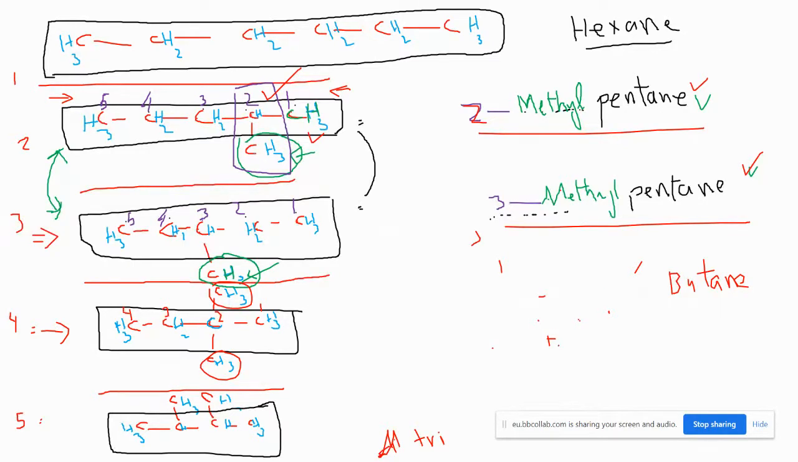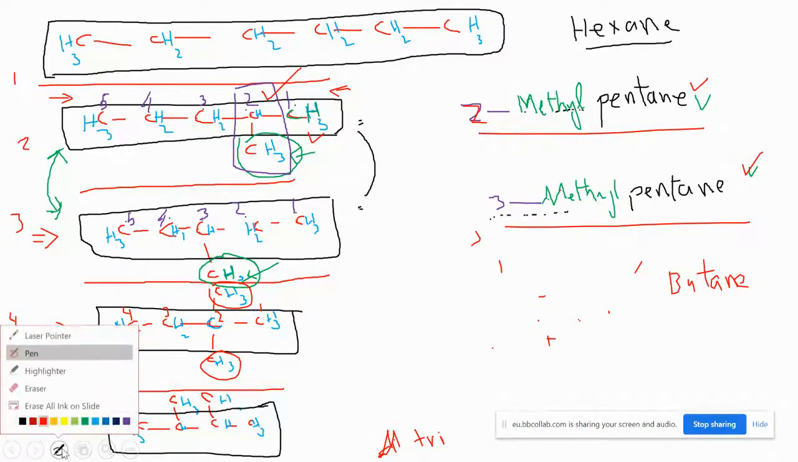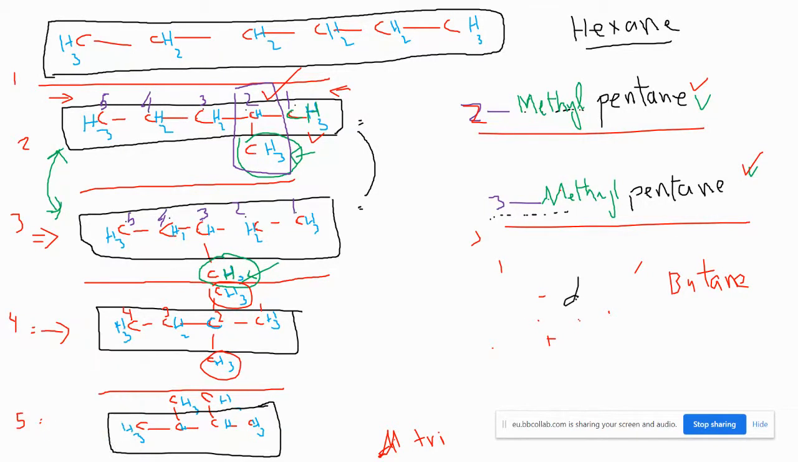We can use dimethyl. Why? Because there are 2 methyl groups attached. Now, this is a prefix, but it's not completed yet because we don't have the positions of them. This is 1, this is 2, or this is 1, this is 2. What are the positions of these? We talk about this one now.